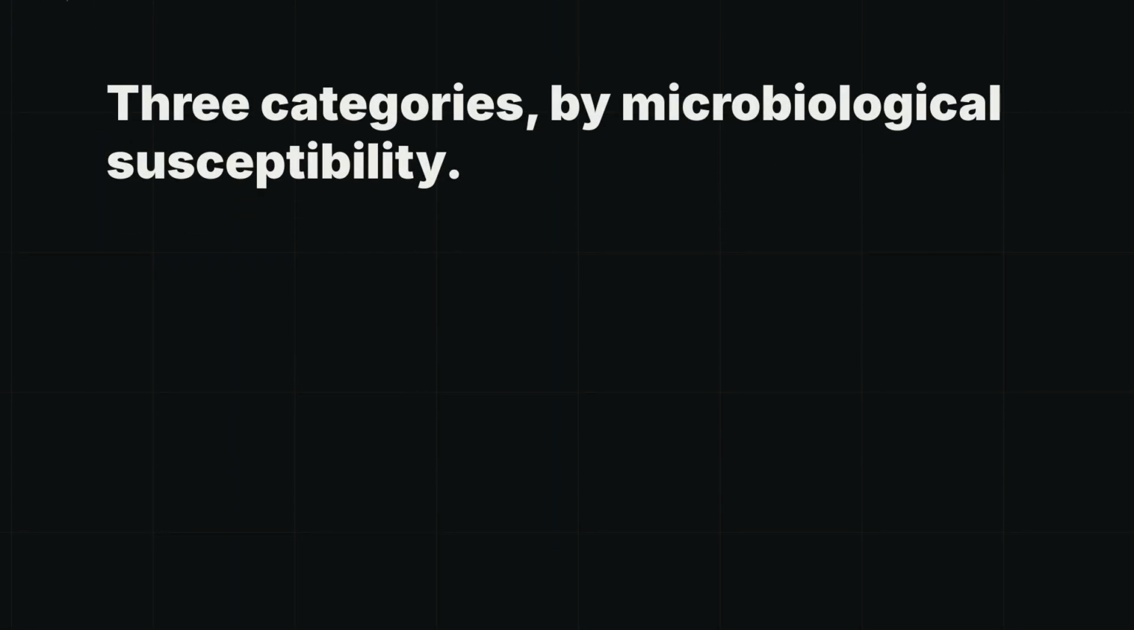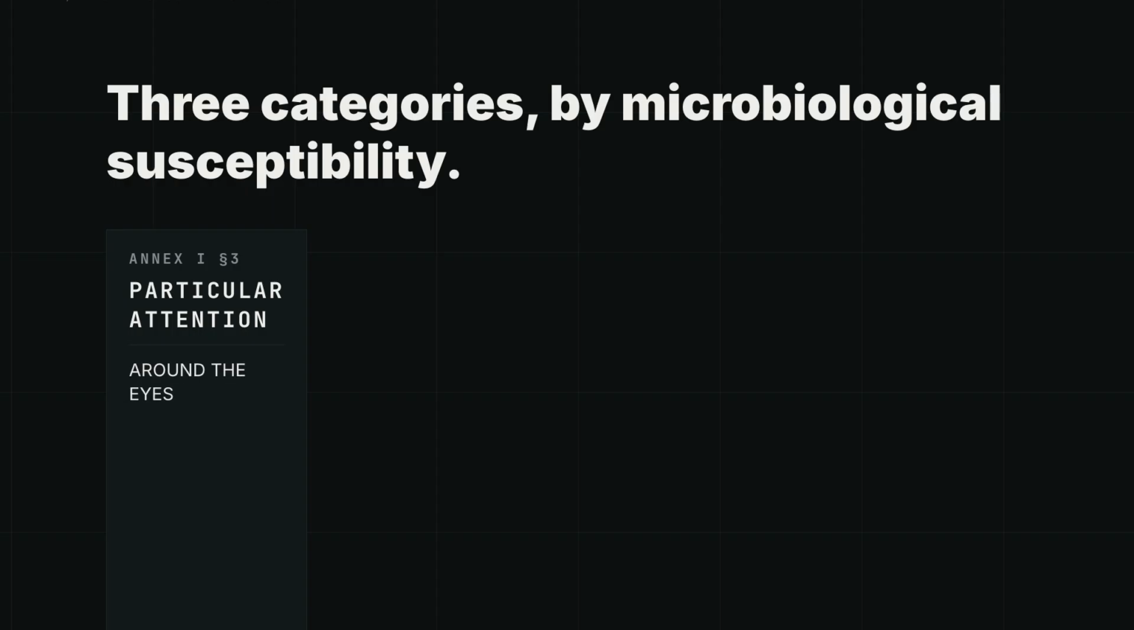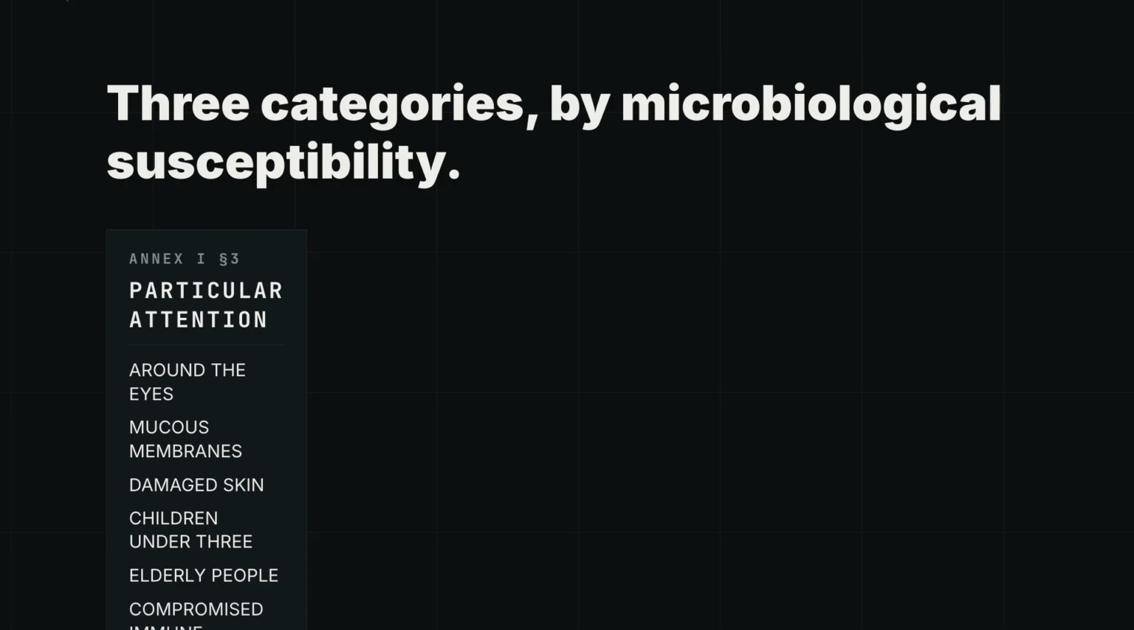Annex I, Section 3 asks for the microbiological specifications of the substance or mixture and of the cosmetic product. It says particular attention shall be paid to cosmetics used around the eyes, on mucous membranes in general, on damaged skin, on children under 3 years of age, on elderly people and persons showing compromised immune responses, and it names results of preservation challenge test.